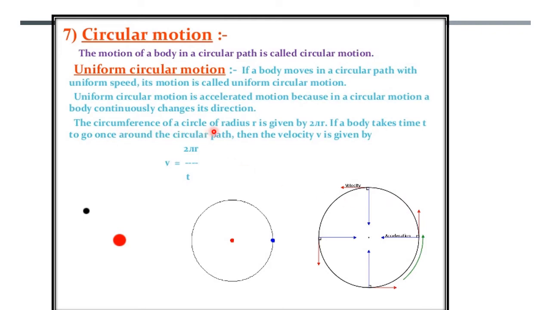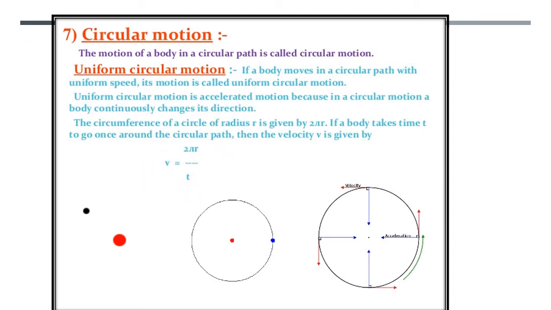The circumference of a circle of radius r is given by 2 pi r. So we need to calculate how much distance this is. This is the circle, and when we want to calculate its circumference, the formula is 2 pi r, where r is the radius, the distance from the center point to the side. From this statement, we can frame the equation v equals 2 pi r, the total circumference, divided by time. So v equals 2 pi r divided by t.